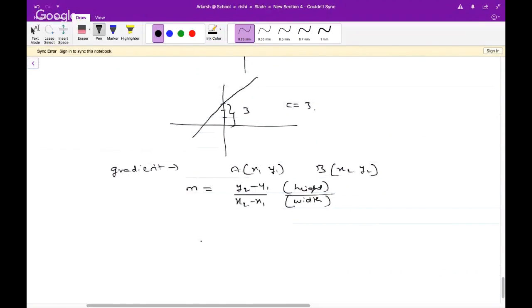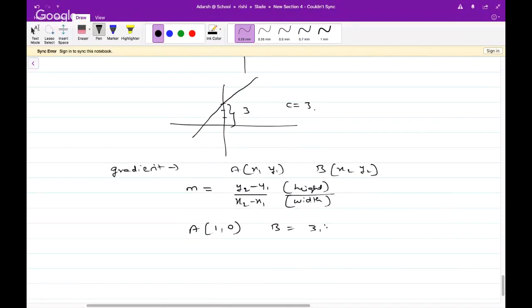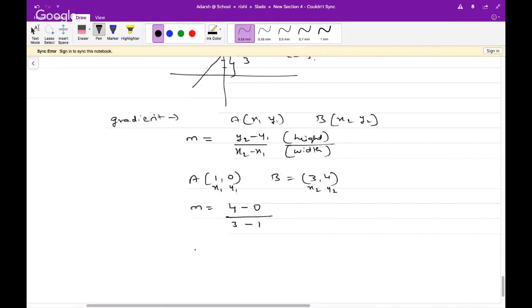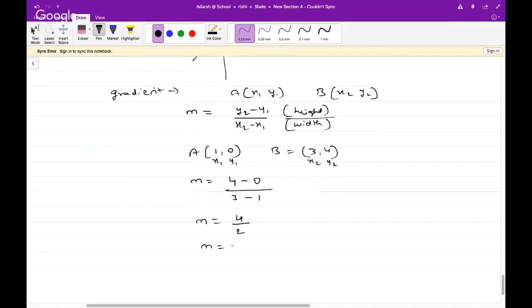Let me take an example. Suppose you have a point A (1, 0) and B (3, 4). Now find out the gradient. So the gradient would be y2 minus y1. This point is x1 y1, this is your x2 y2. So y2 is 4, minus y1, which is 0, divided by 3 minus 1. So m is equal to 4 minus 0 which is 4, divided by 3 minus 1 which is 2. So the gradient m is 2.